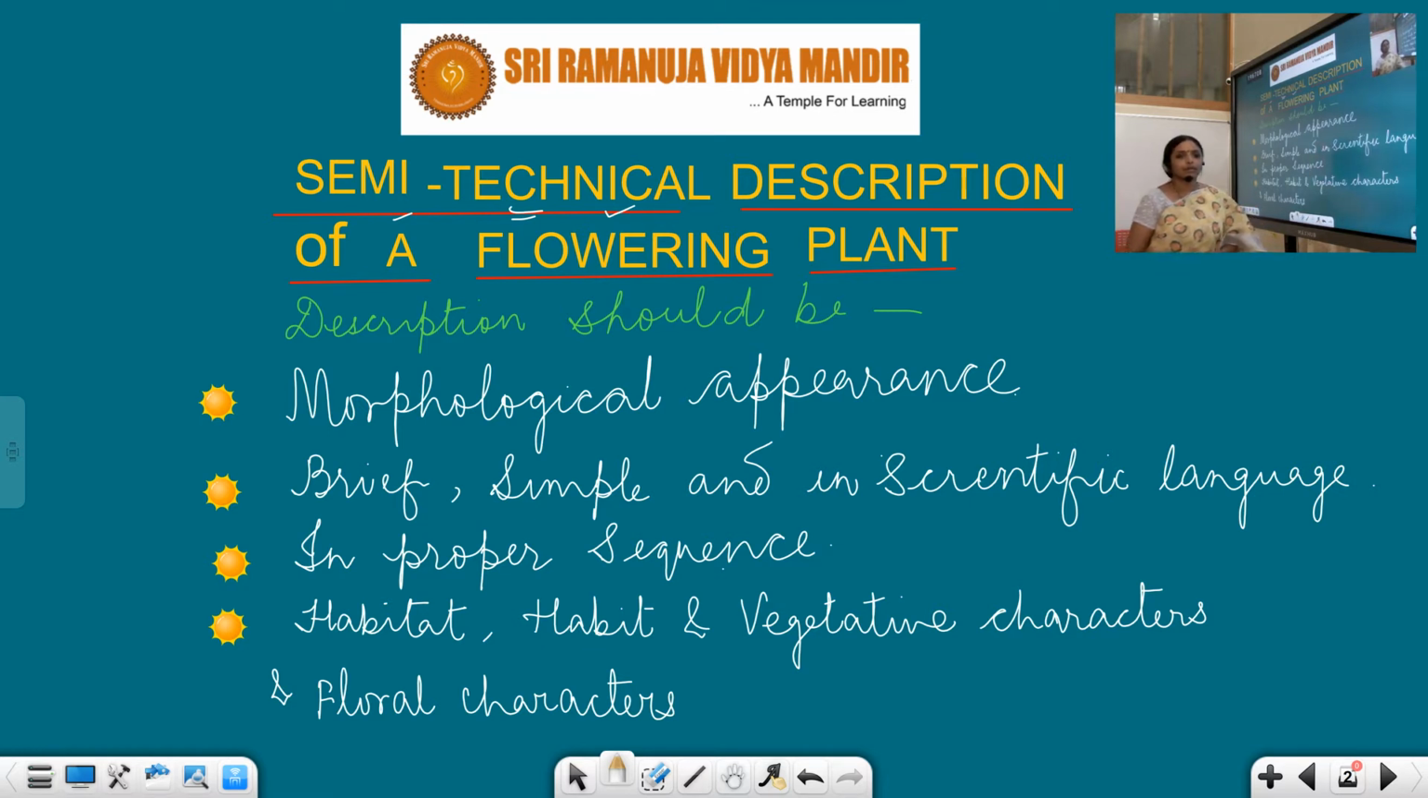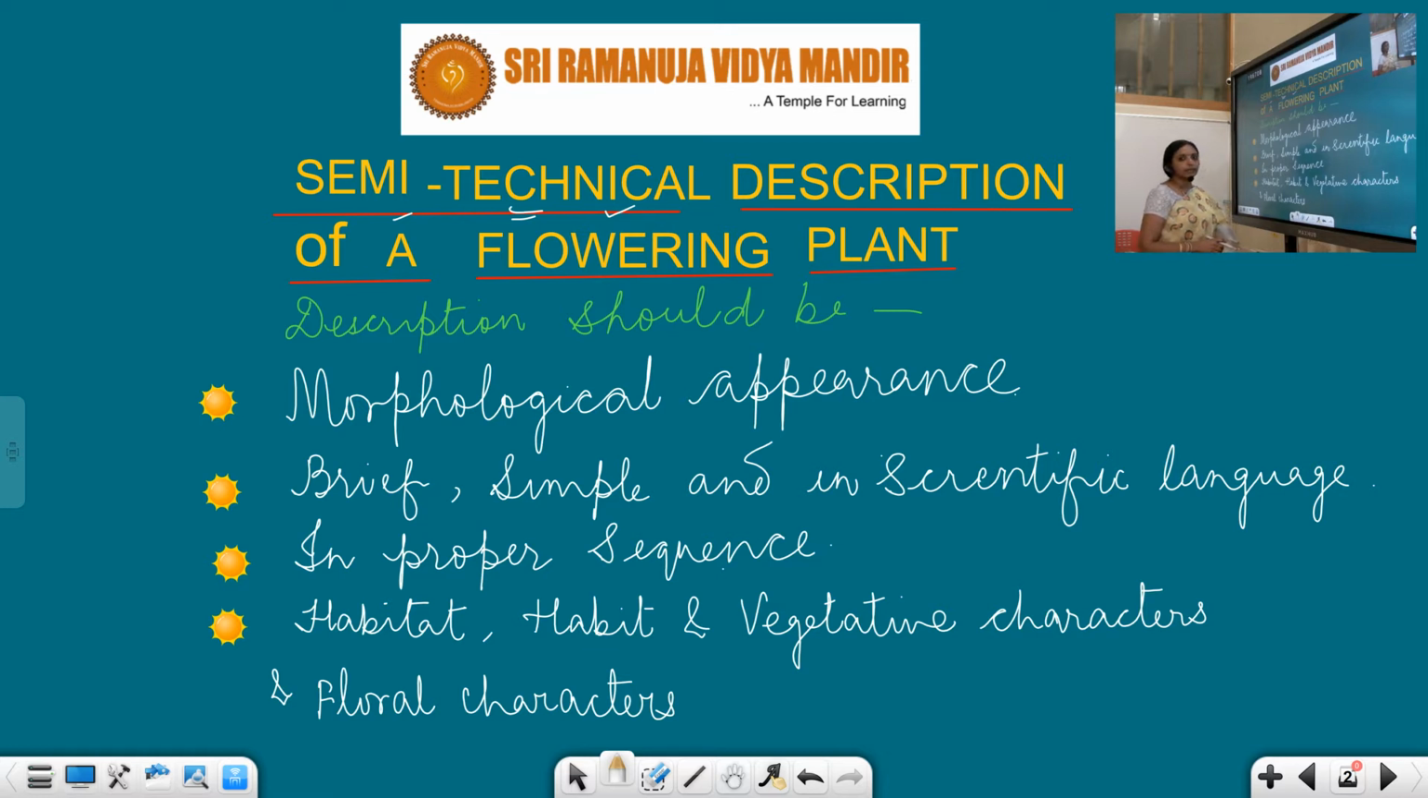So first of all, when a plant or twig is given to you and you are asked to describe the plant in semi-technical terms, the description should be based on the morphological appearance. That means how a plant looks in its external appearance. So the description should depend upon the morphological appearance only.